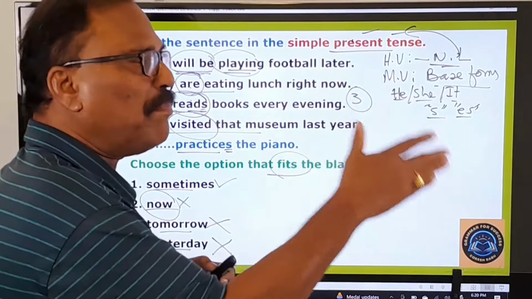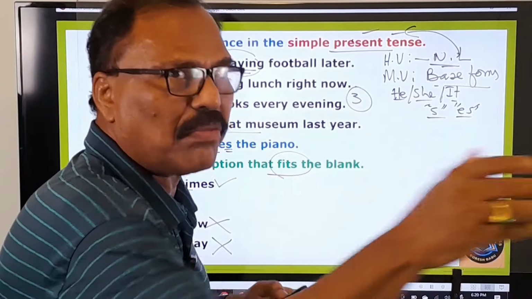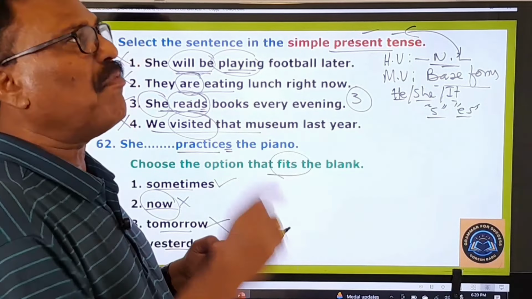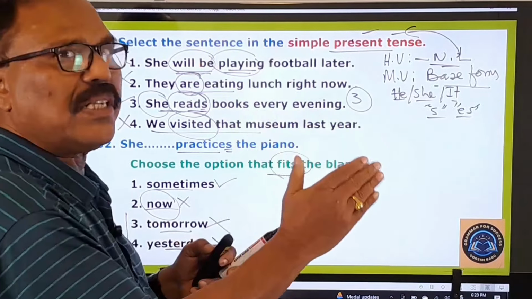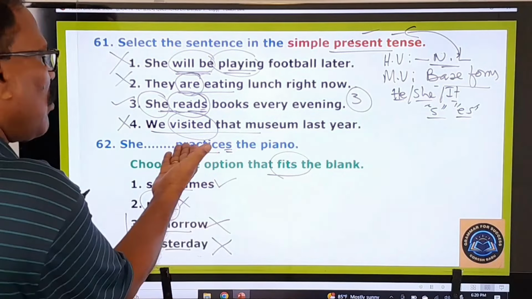because this now indicates the continuity of the action. The children are playing now. The action is going on now. What are you doing? I am watching the TV now. Now indicates that the action is continuing. But here the action is not continuing.